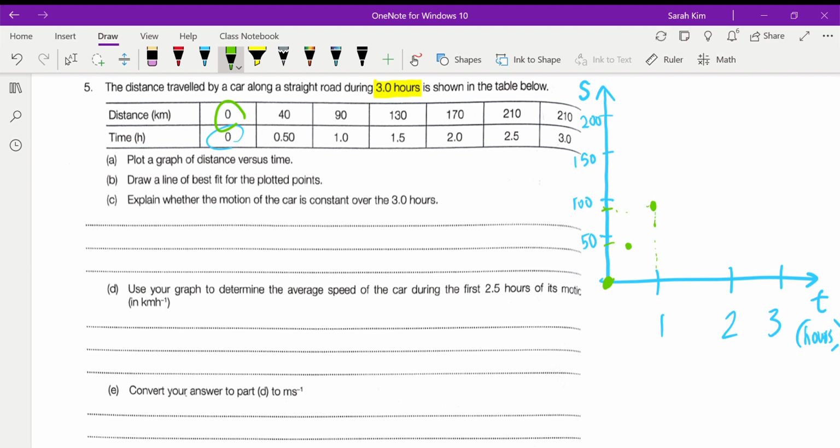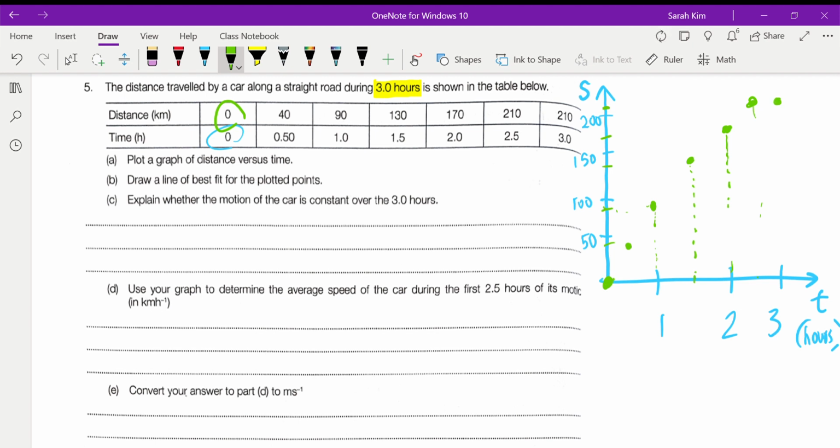Alright, and then 130 kilometers, I reckon that's probably about there. And then that's at 1.5, like there. 170, just above here. And then that was when 2 hours, so here we go. 210, so about here, and then that's at 2.5 hours. There we go. And then at 3 hours, it was 210 again.